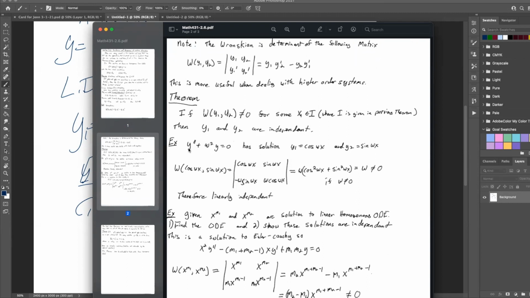So here we have y'' equals negative omega squared y. Here we know what the solutions are, cosine and sine. And here I'm just showing you a quick brief. If I plug it into the Wronskian, which is the first solution and its derivative, the second solution and its derivative, then you take the determinant. Here we pull out the omega. This becomes cosine squared plus sine squared. It doesn't really matter what the argument is, this is always 1, so this is just equal to omega. And as long as omega is not 0, it's linearly independent, right?